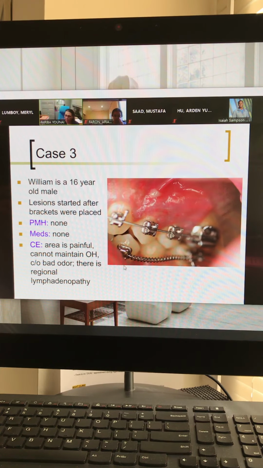Let's talk about William. William is 16 years old. Started getting these lesions after they put the orthodontic brackets on. He's very healthy, has no medical history, has no medications. He says the area is extremely painful.